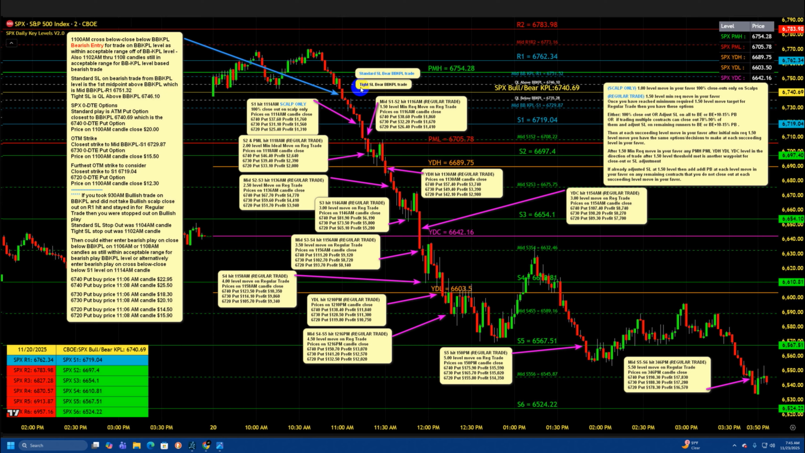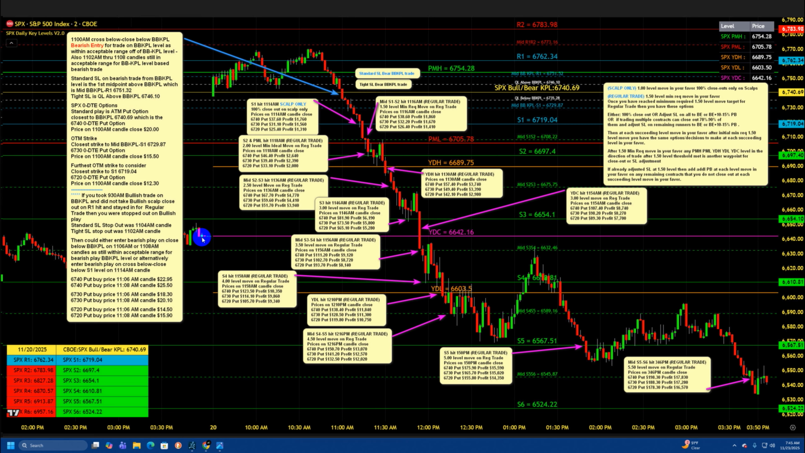Your standard stop loss on a bearish trade from the BBKPL is the first midpoint above the BBKPL here, which is 67.51.32. A tight stop loss on this bearish trade is the QL level above the BBKPL, which is the level here, the 67.46.10. As you can see in this particular trade, neither one of these stop losses was hit on this particular trade.